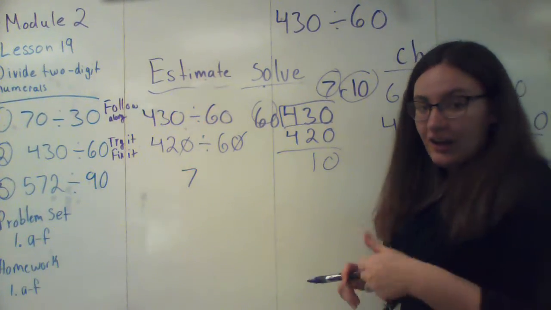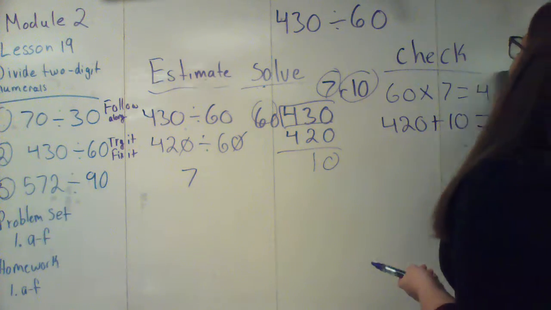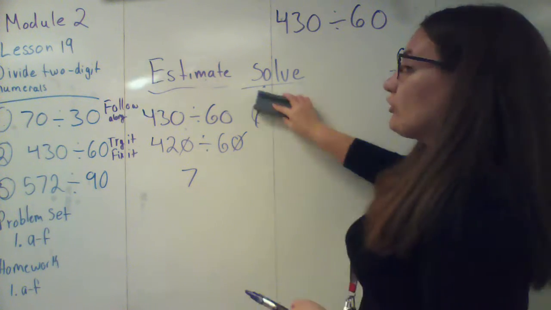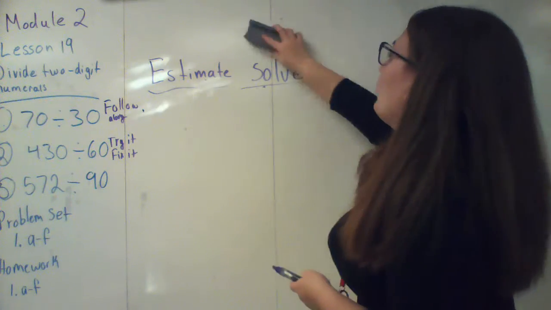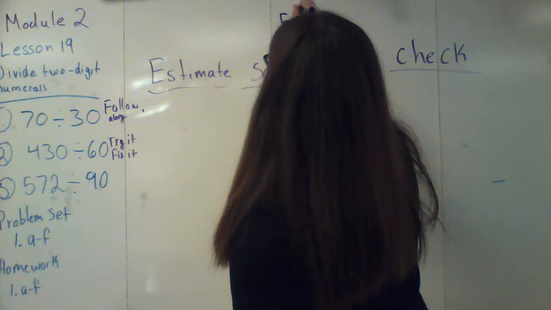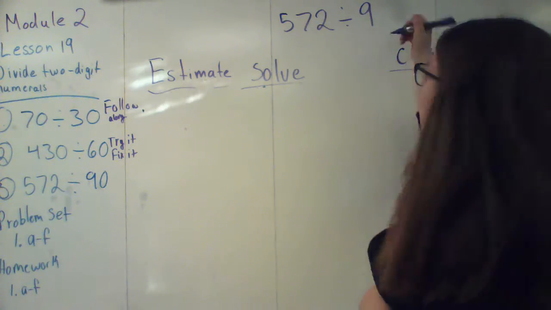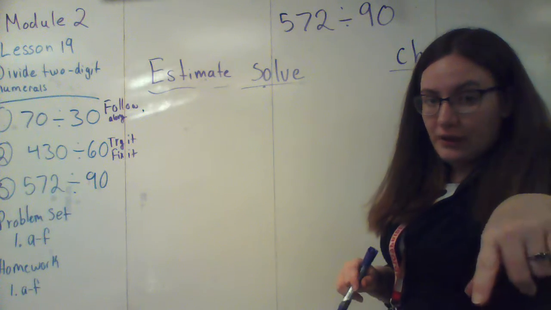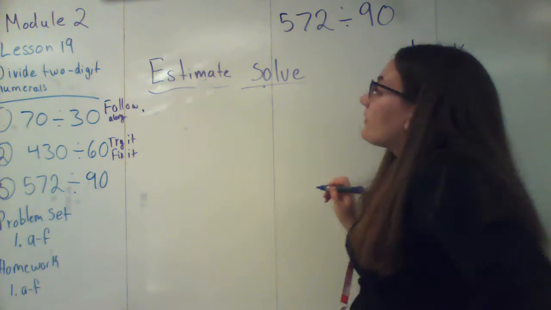If you got this right, awesome job. Remember, if you need help, please make sure you're asking for help. So this next problem, again, is another problem I want you to try on your own and then fix it. So what you need to do is 572 divided by 90. And our first step is going to be to estimate. Make sure you pause the video, try this on your own, and then work along with me.